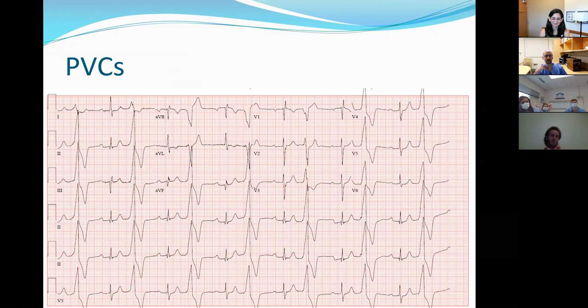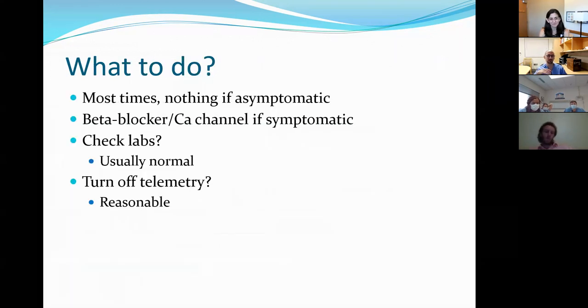All right, PVCs. You are going to be called about PVCs. The question again is, do you need to do anything about these patients? Most times, if you have someone who's going into frequent PVCs, you don't need to do something if they're asymptomatic. You just say, okay, MD notified.